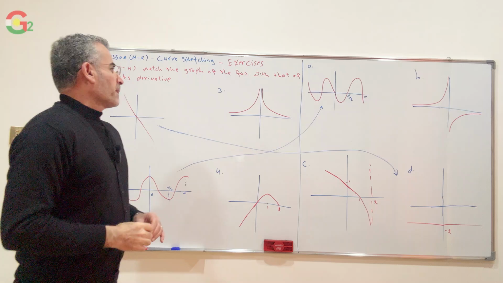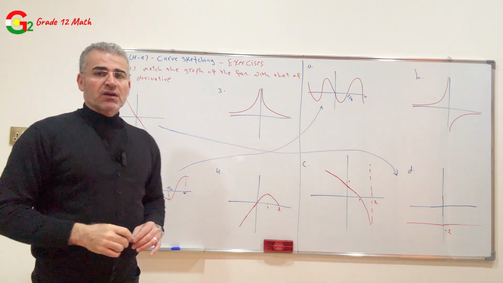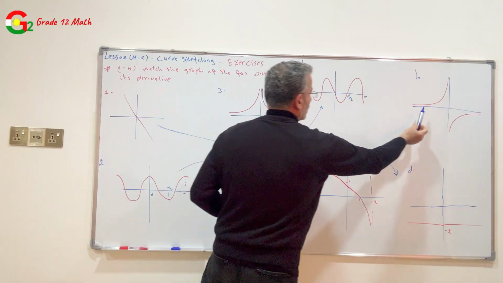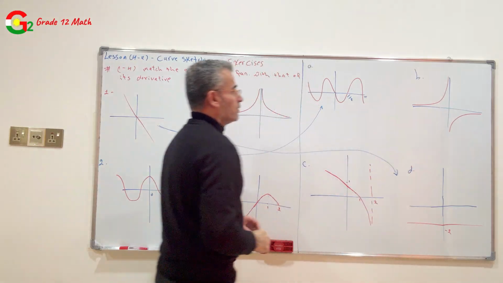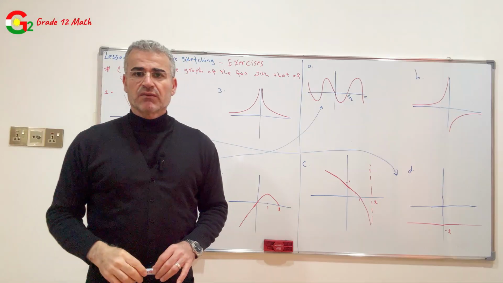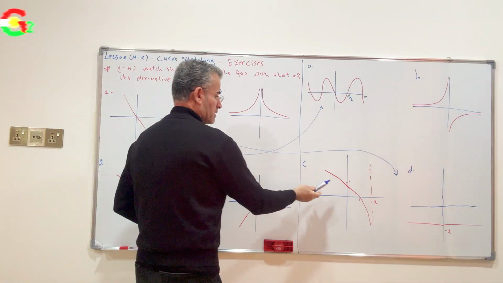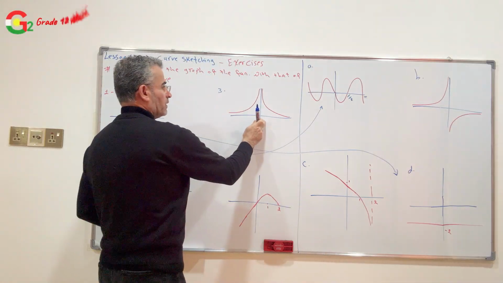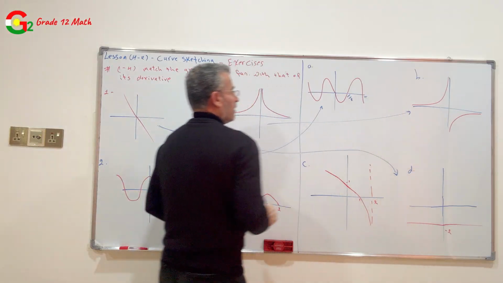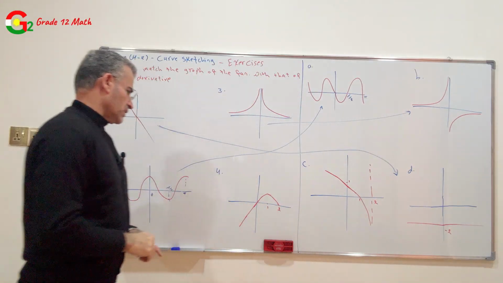Number 3. The domain of this function is all real numbers except 0, and we have here the domain all real numbers except 0, but the domain of this other function is from negative infinity to 2. Therefore, this graph is not the derivative of this function, but B is the graph of the derivative of this function.